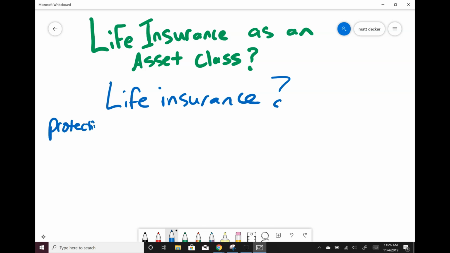Let's dive into some of the specific reasons why I think life insurance should really get its own asset class. The first one is going to be protection. And what I mean by protection is protection for your beneficiaries. So why does this give protection for your beneficiaries? Well, it's a self-completing plan.